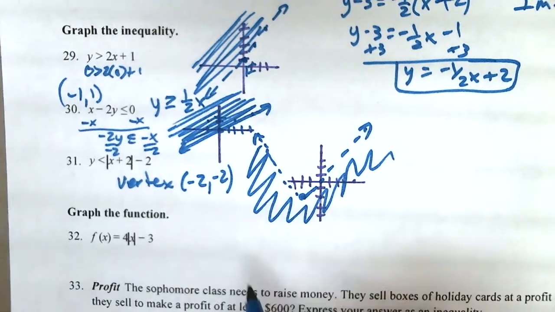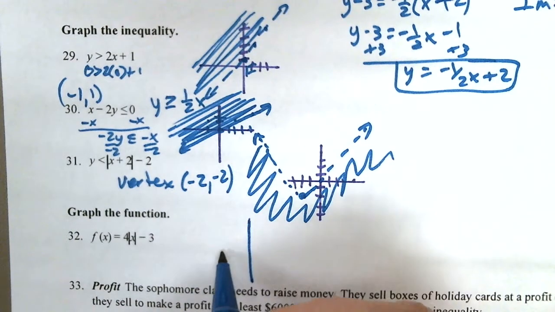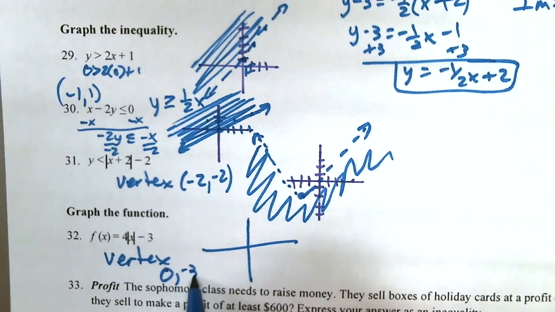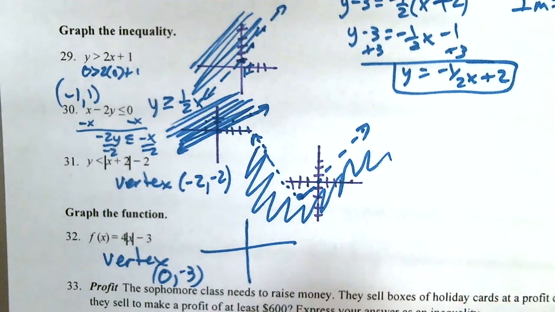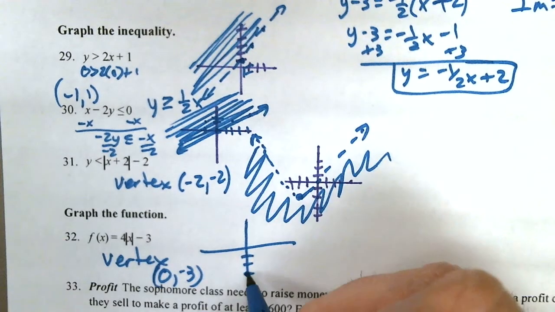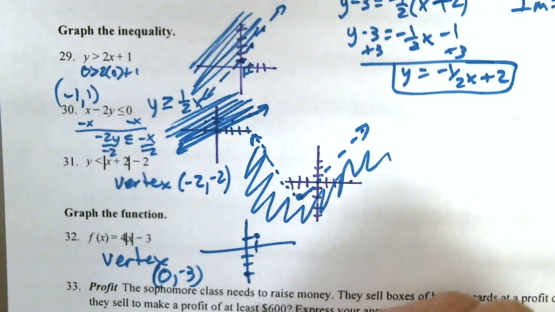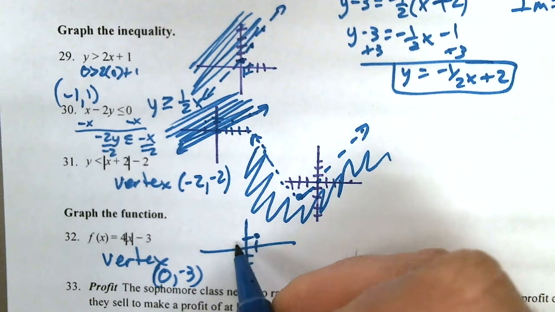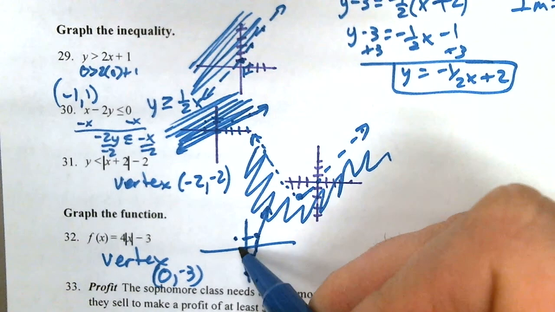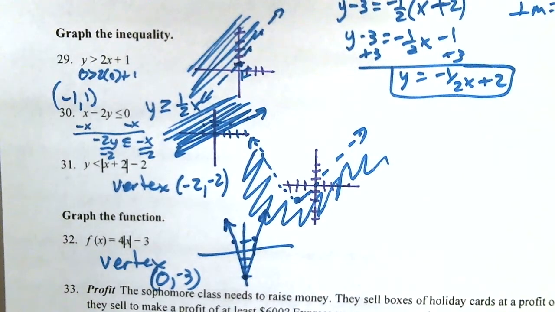Question number 32. Again, it's an absolute value. Our vertex for this one is going to be at 0, negative 3, because there's no number inside the absolute value with the x. So 0, negative 3 puts the vertex there. But my slope on this one is 4, so I'm going to go up 4 over 1 in that direction, up 4 over 1 in that direction. Since this one is an equation, there will be no shading.